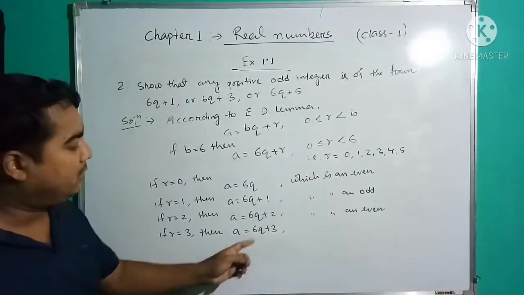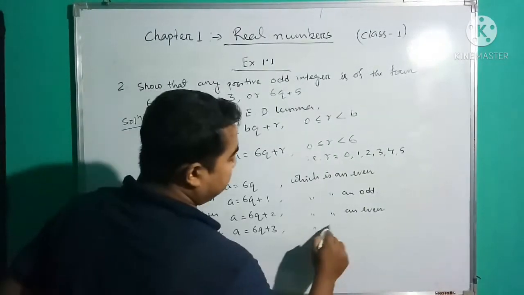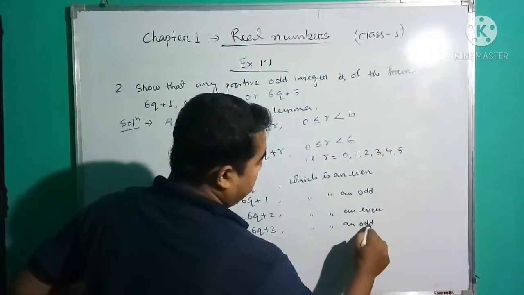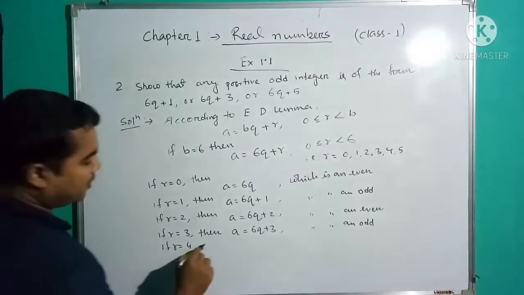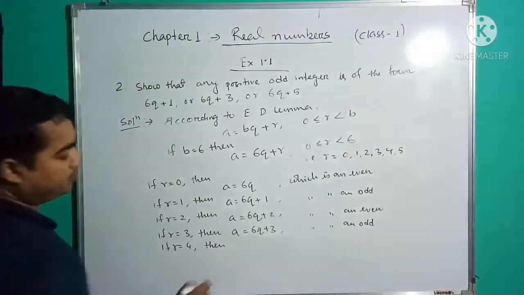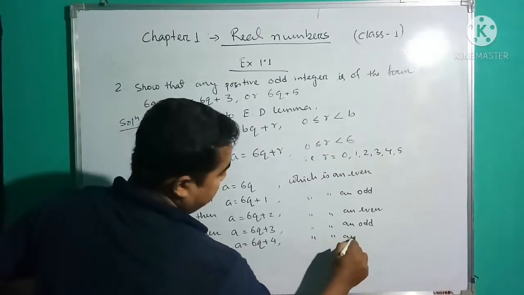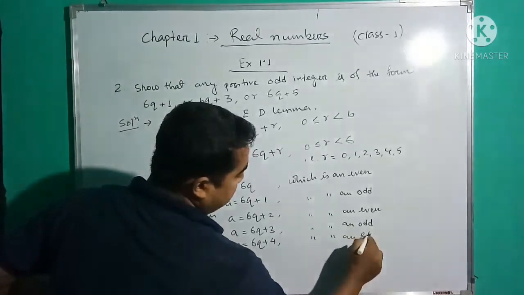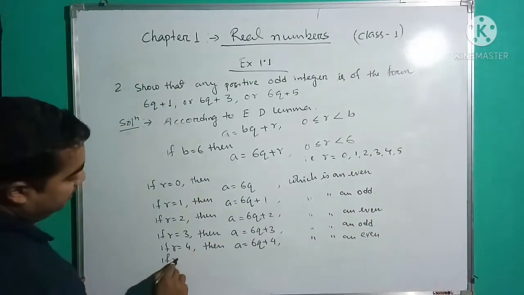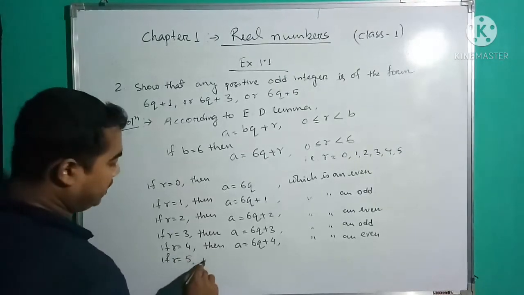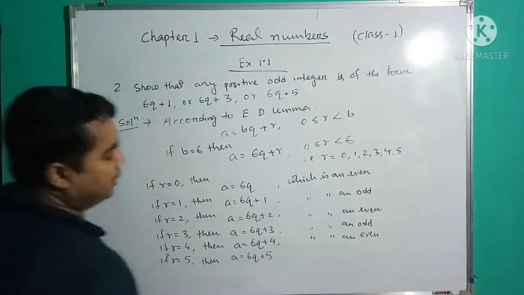If we divide any number by 6 and the remainder is 3, then it is called an odd number. Again, if we divide any number by 6 and the remainder is 4, then A equals 6q plus 4, which is an even number.